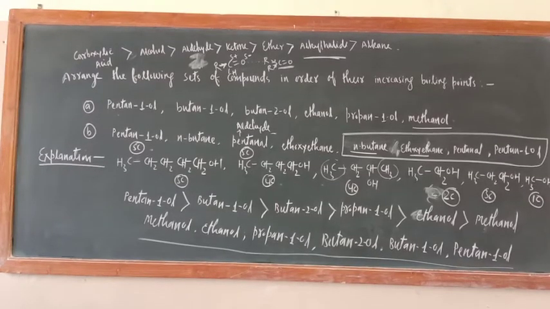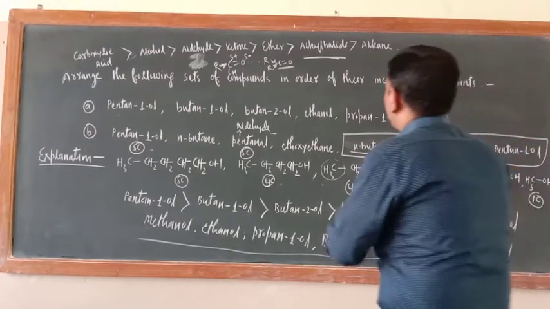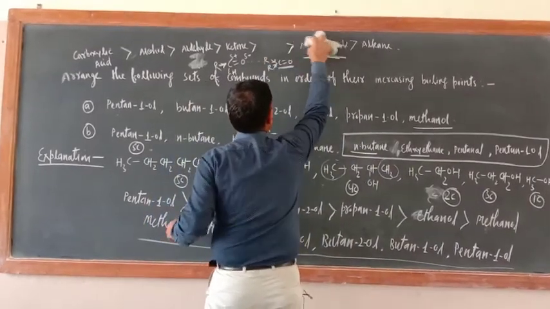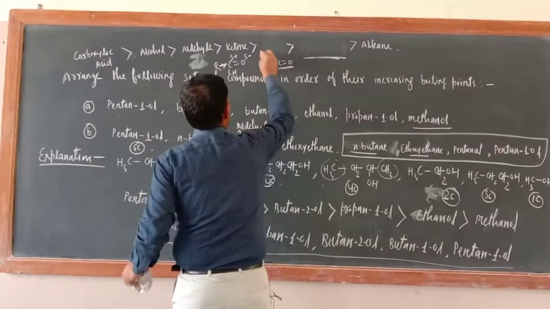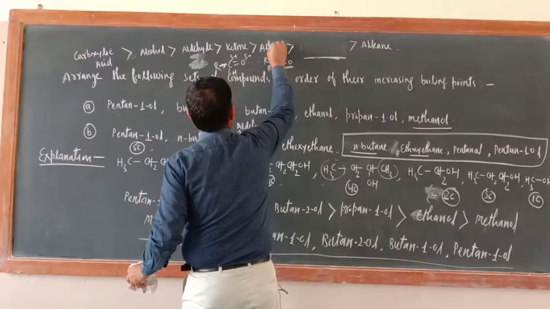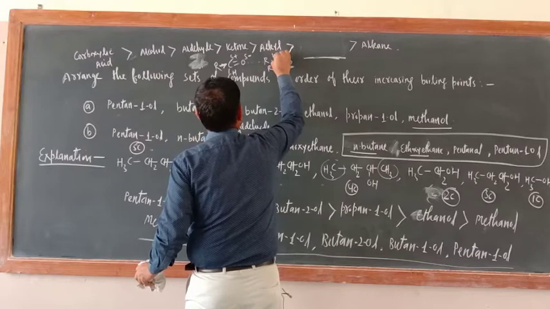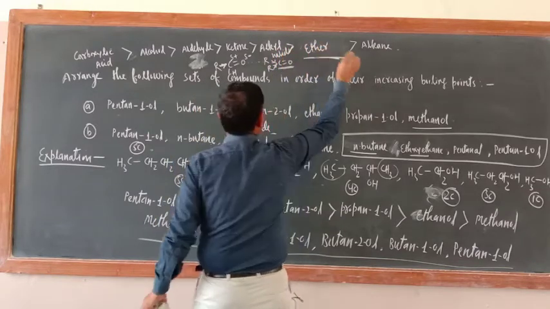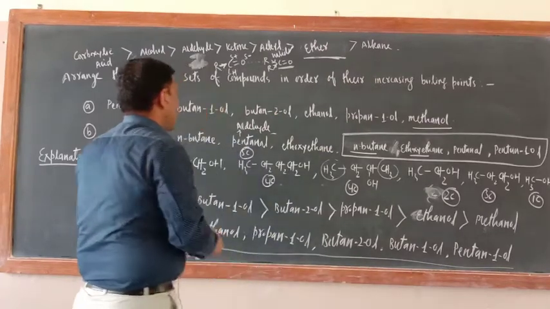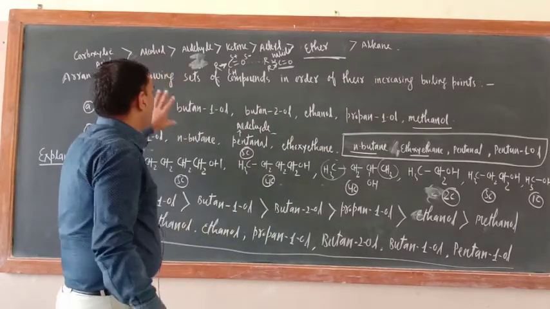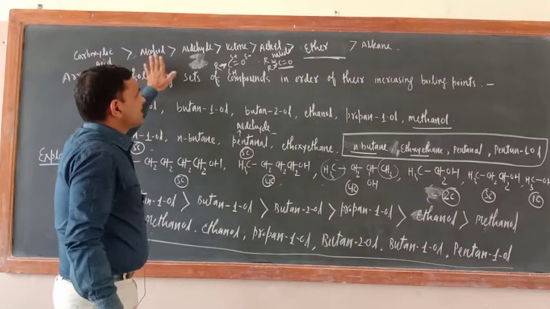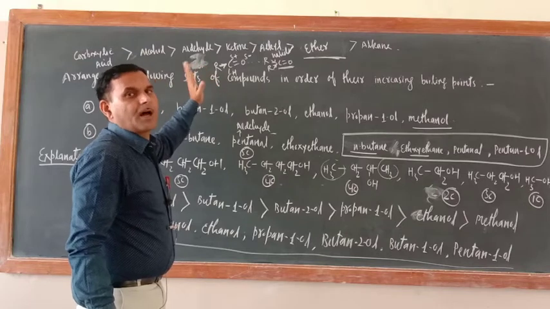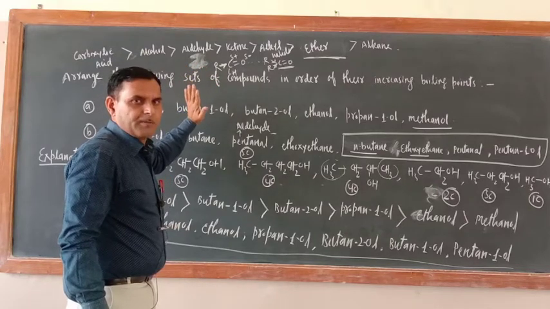Okay, dear cadets, there is one correction. The correction is that here alkyl halide will come and here ether will come. Alkyl halide, and here ether. Now one more thing: don't think this is the general order. This varies according to the number of carbon atoms. Are you getting my point or not?